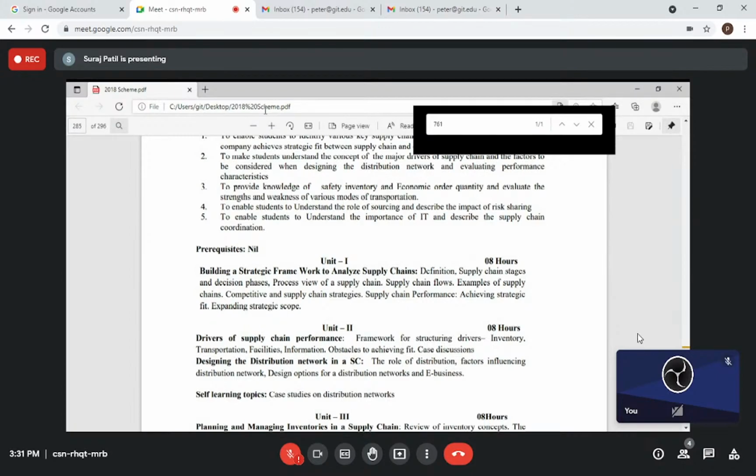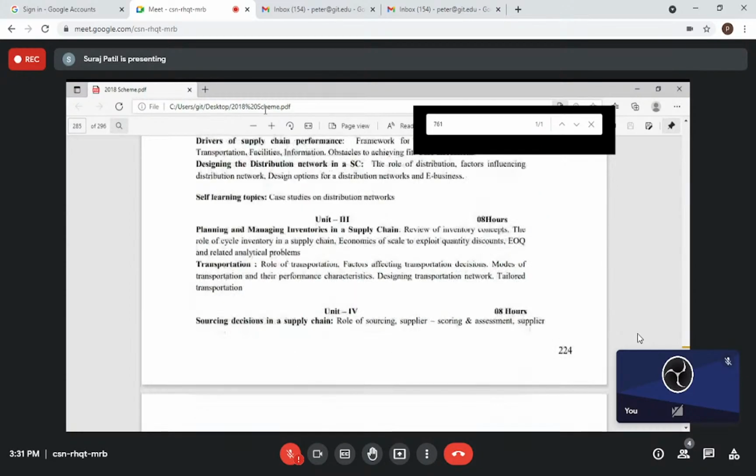These two are completely theory, or you can say theoretical units. The third unit deals with planning and managing the inventories in the supply chain. Remember, inventory plays a very major role in the entire process of the supply chain. We will be discussing a few numericals based on these inventory supply chain processes.